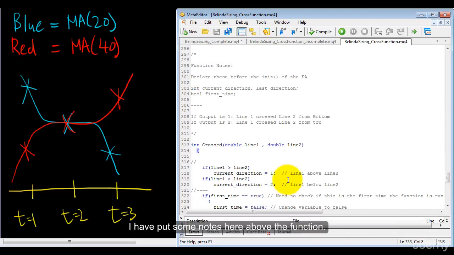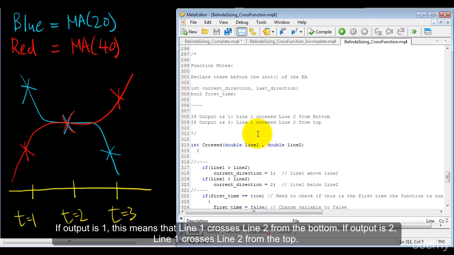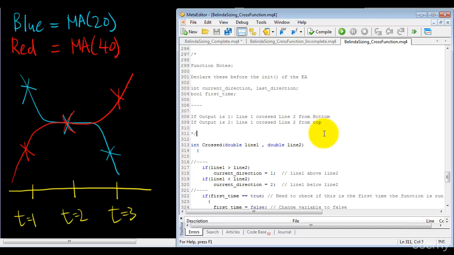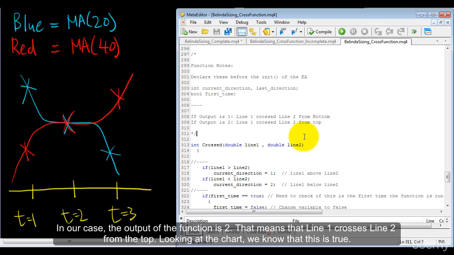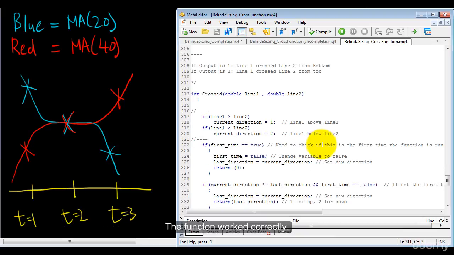I have put some notes here about the function. If output is 1, it means that line 1 crosses line 2 from the bottom. If output is 2, it means that line 1 crosses line 2 from the top. In our case, the output of this function is 2. That means that line 1 crosses line 2 from the top. Looking at the chart, we know that this is true. So the function worked correctly.